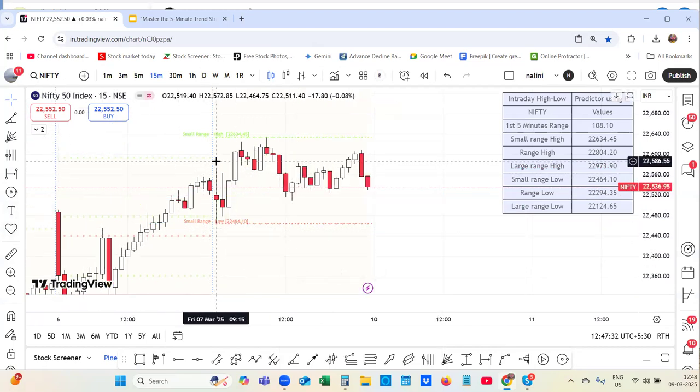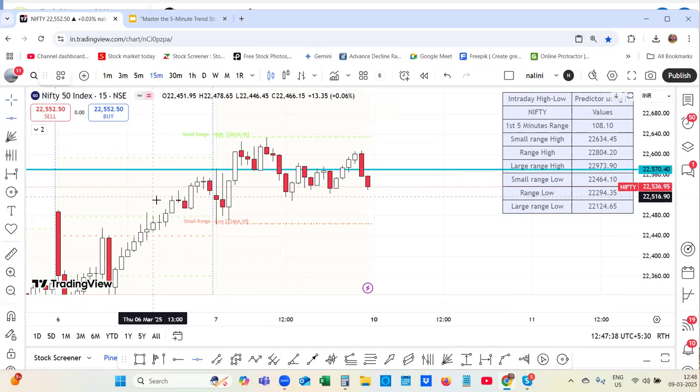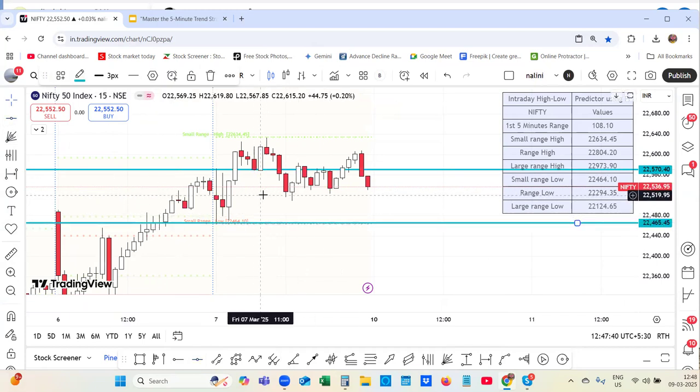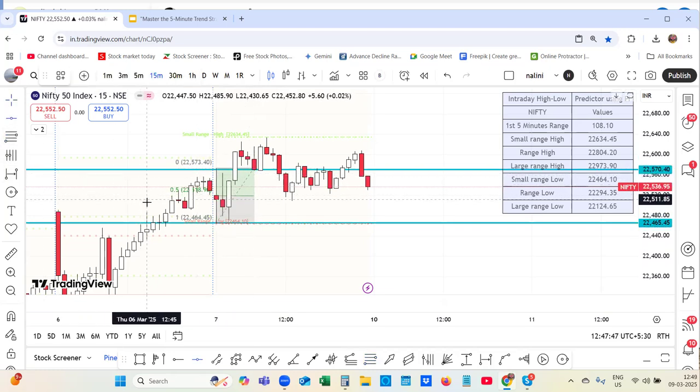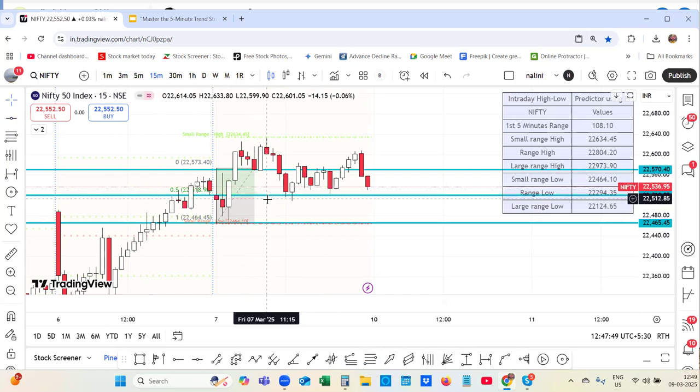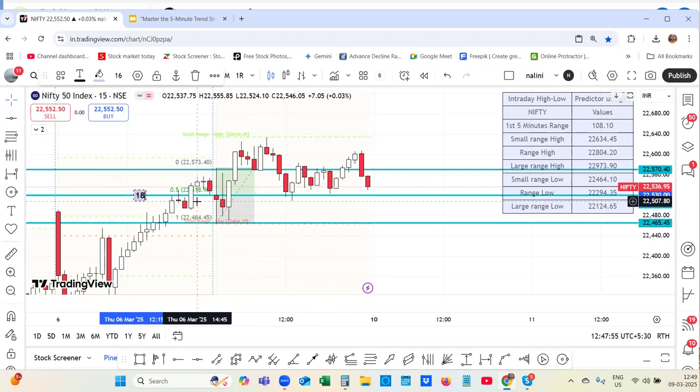So the first step, I'm marking the high and low of the first 5-minute candle, and dividing it into half by taking the Fibonacci tool, and again I'm dividing it. This is my diameter, that is 180 degrees. So now I've put a circle over here.